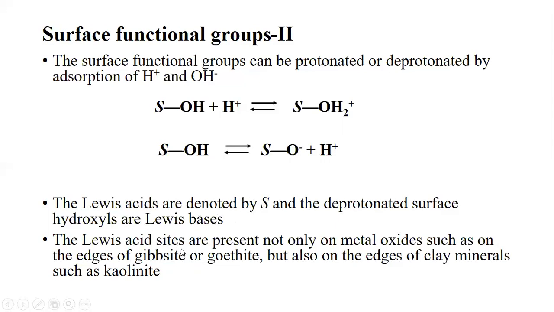The Lewis acid sites are present not only on metal oxides, such as on the edges of gibbsite or goethite. Gibbsite is Al(OH)3, goethite FeOOH, if you remember. But also on the edges of clay minerals such as kaolinite. So they can be in any of those. Most of the time, it's very hard to find them on the 2-to-1 silicate clay mineral surfaces, but on all the metal oxides and hydroxides, and on the 1-to-1 type clay minerals like kaolinite, you find these functional groups.